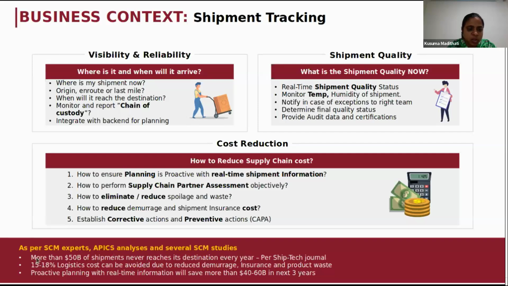Let's say for example, more than 50 billion dollars of shipments never reach their destination every year. If we want to track those shipments, it is not possible if there is no tracking mechanism at all. If we have any shipment tracking mechanism, we can easily track our shipment: where it is, how many days it will take to reach the destination, and whether the quality parameters are maintained during the shipment journey or not. These will be checked with the help of our application. So this is the basic context regarding shipment tracking.